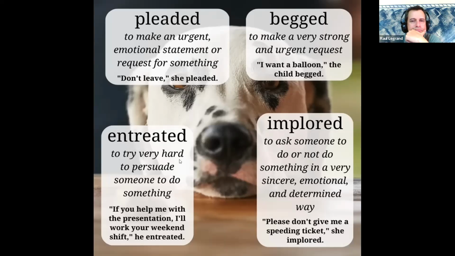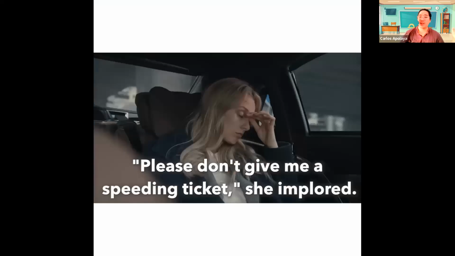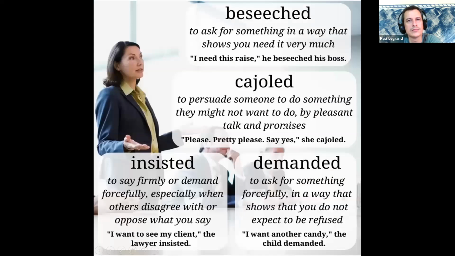Él lo quería. Entreated, ah, mom, if you let me go out at the party, I can clean the house. Oh, he said, mom, I can clean the house. No, he entreated his mom. Okay, nice. Like, look at this. Please don't give me a speeding ticket, she implored. Then we have beseeched. Beseeched is to ask for something in a way that shows you need it very much. He said to the boss, I need this raise. No, he didn't say. He beseeched.